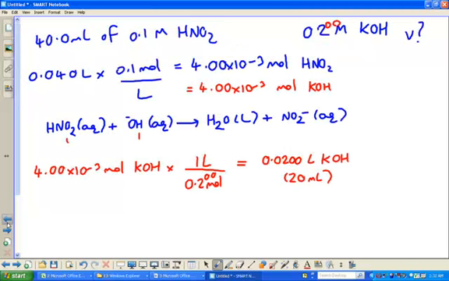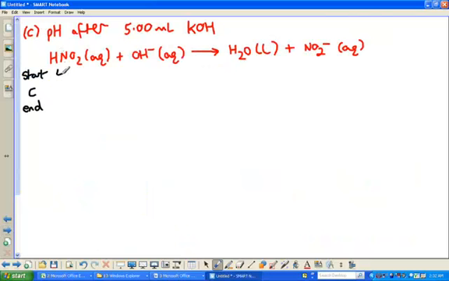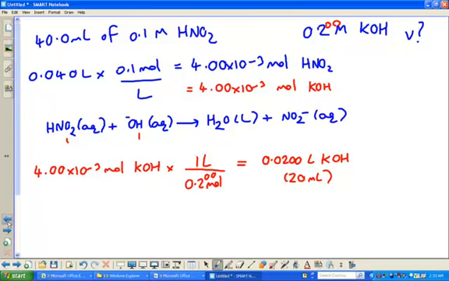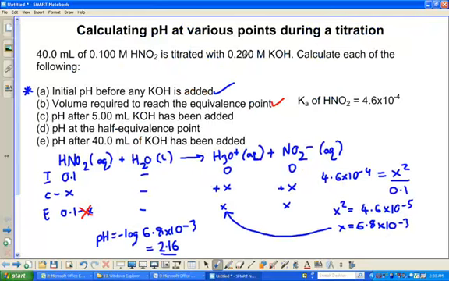Now, it turns out that we had already calculated the number of moles of HNO2 we had at the start of the reaction. So we're just going to write that here. We started with 4.00 times 10 to the minus 3 moles of our HNO2. Right? We've got to figure out then how many moles of our OH minus we have added in, because right now we don't know that. We know the concentration of the KOH is 0.2 molar, and we know that from what the question said here.